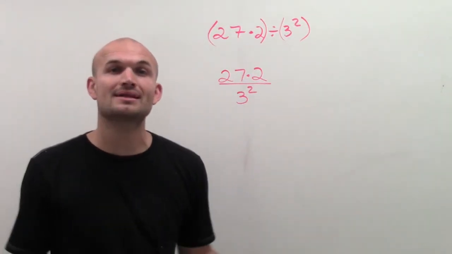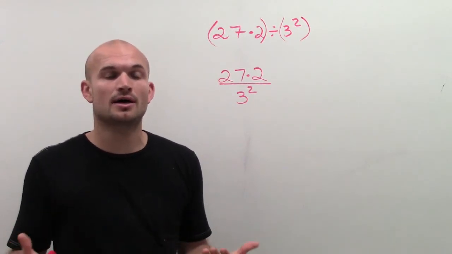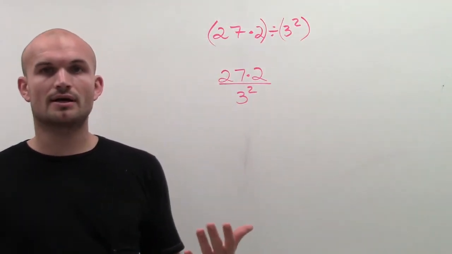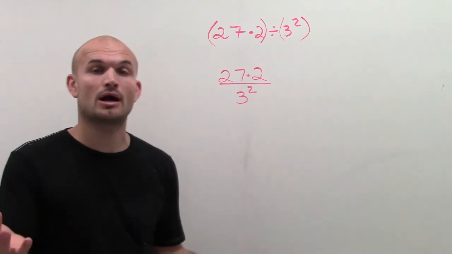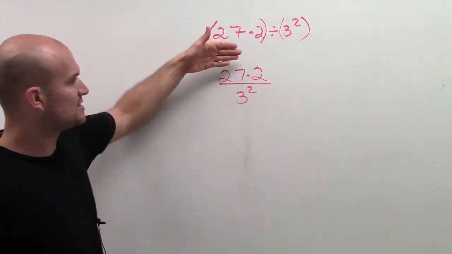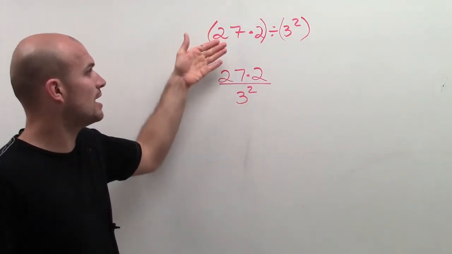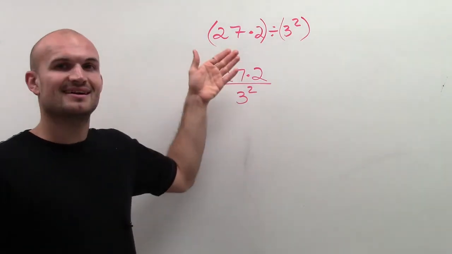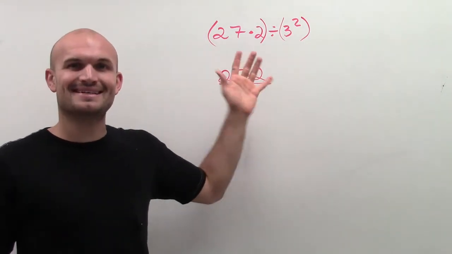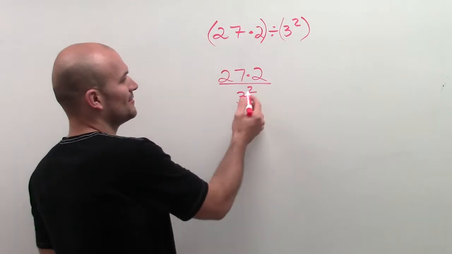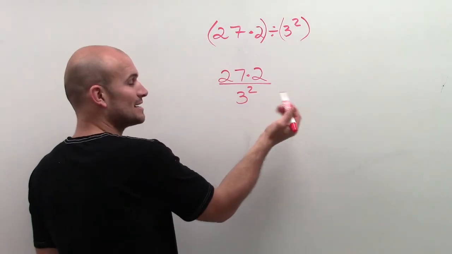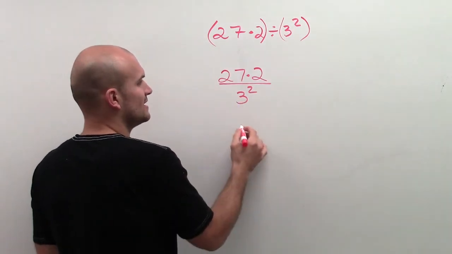So right now we're practicing evaluating our exponents first, or our powers. Anyways, whenever I have a fraction, I've got to make sure I simplify the numerator and the denominator. So here, I'm going to do this first. It's not really actually going to change the problem, but 3 squared is going to give me 9.